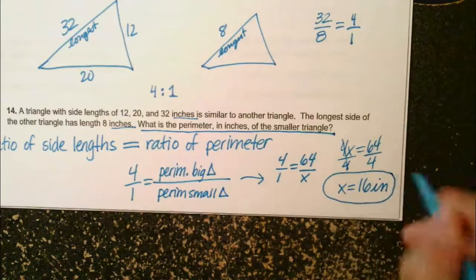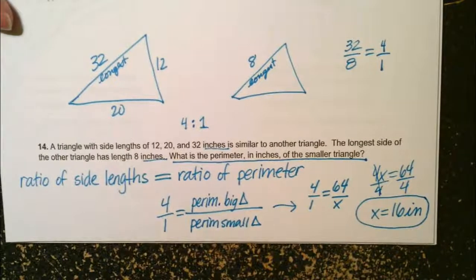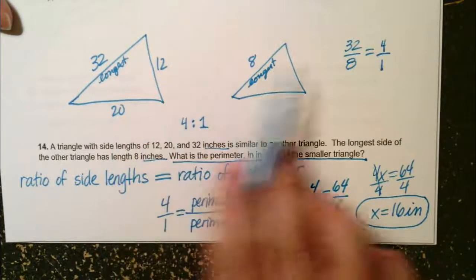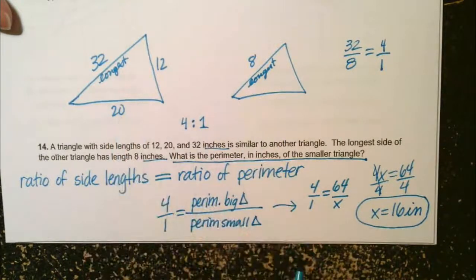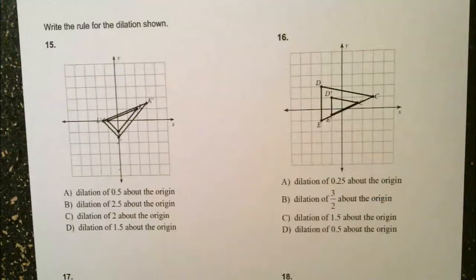The perimeter of the smaller triangle will be 16 inches. You don't have to get that by individually finding each one of these lengths. You can use the fact that the ratio of the side lengths and the ratio of the perimeter are the exact same thing. Alrighty, our last page here reminds us some stuff about dilations.